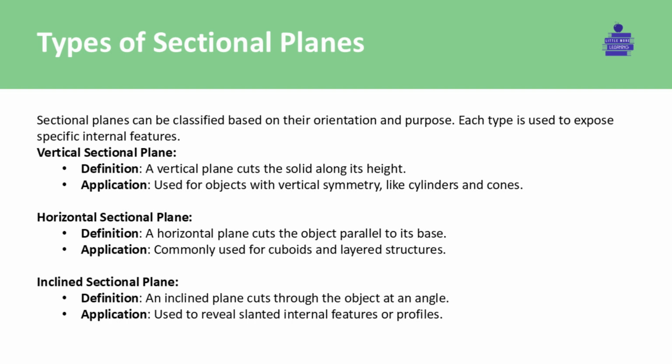Then we have the horizontal sectional plane, which is like cutting parallel to the ground. Think of slicing a layer cake horizontally. It's perfect for understanding layered structures. Finally, there's the inclined sectional plane, which cuts at an angle. This is especially useful when we need to reveal slanted internal features. Imagine cutting through a staircase diagonally to see its profile.